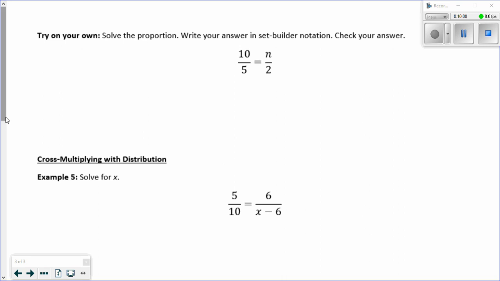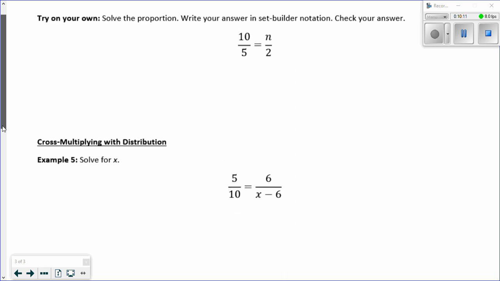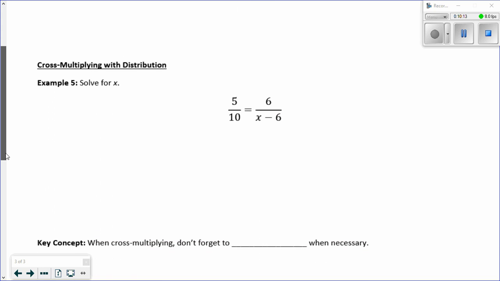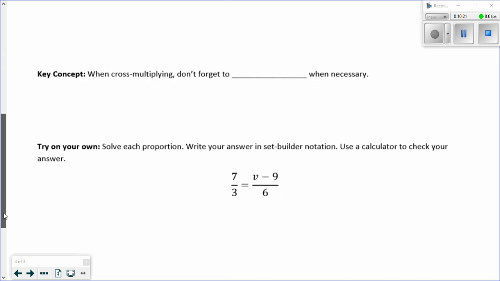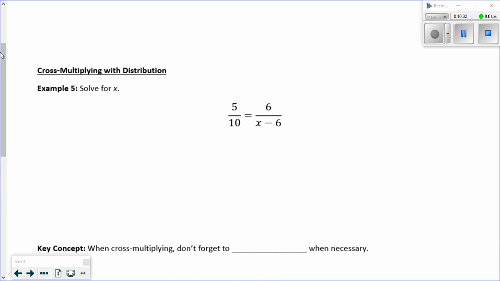Finally, we're going to do cross multiplying with distribution. So this is actually the honors topic when you have to deal with the variable in the bottom, like this. But sometimes you will just have stuff with the variable in the top, which is not an honors topic. So that you guys are going to try on your own. But we're going to do the one that's the honors topic together. Both ways, we're going to solve the same way.